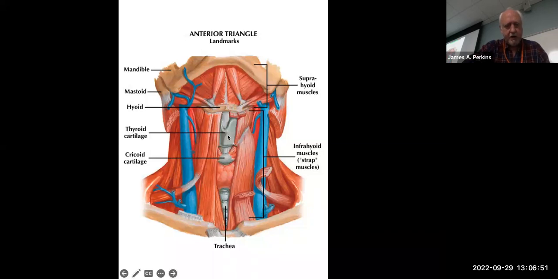Just inferior to the hyoid bone is the thyroid cartilage, which I mentioned before. It's one of the structures that forms the larynx, or the voice box. The thyroid cartilage has a prominent bump on its anterior surface, the laryngeal prominence of the thyroid cartilage. It's part of the thyroid cartilage, and that's the anatomic name for the Adam's apple, just where that cartilage protrudes anteriorly.